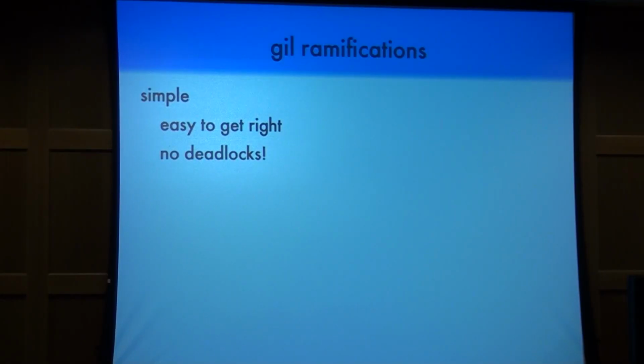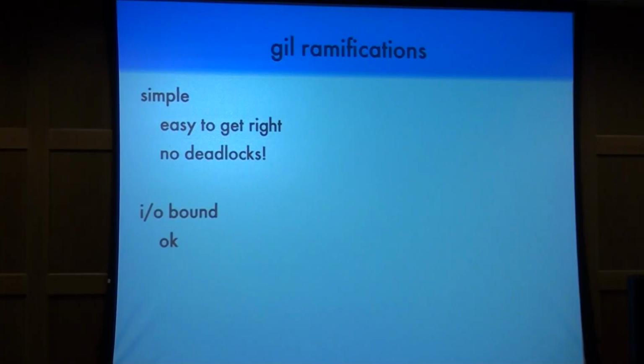Now, because there's only one lock, obviously you can't have deadlocks. I mean, you could add a second lock to your program and you could deadlock, yes, yes, yes, but in terms of the C API for Python, it's impossible to deadlock because there is only one lock. Now, this has ramifications for your programs.